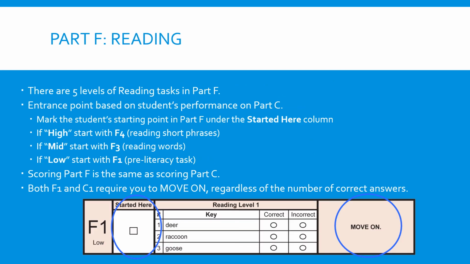Part F reading has 5 levels of reading tasks. Entrance point is based on the student's performance on Part C. Mark the student's starting point in Part F under the Started Here column. If high, start with F4, reading short phrases. If mid, start with F3, reading words. If low, start with F1, pre-literacy tasks. Scoring Part F is the same as scoring Part C. Both F1 and C1 require you move on regardless of the number of correct answers.